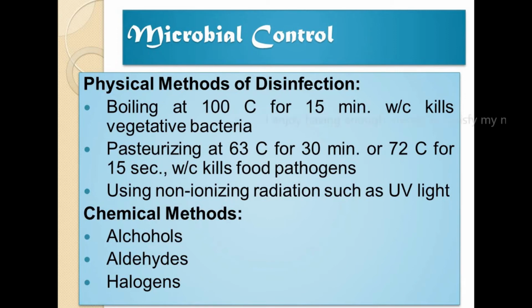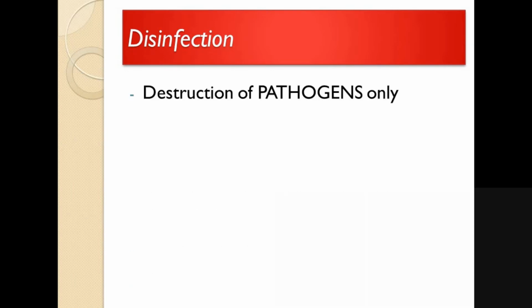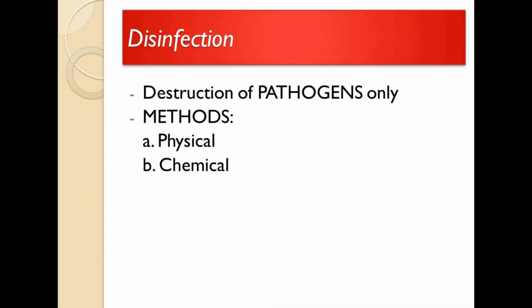The physical methods of disinfection: boiling at 100 degrees Celsius for 15 minutes, which kills vegetative bacteria. We also have pasteurizing at 63 degrees Celsius for 30 minutes or 73 degrees Celsius for 15 seconds, which kills food pathogens. And using non-ionizing radiation such as UV light or ultraviolet lights. In chemical methods, we have alcohols, aldehydes, and halogens. Disinfection is a destruction of pathogens only. Methods: we have physical methods and chemical methods.